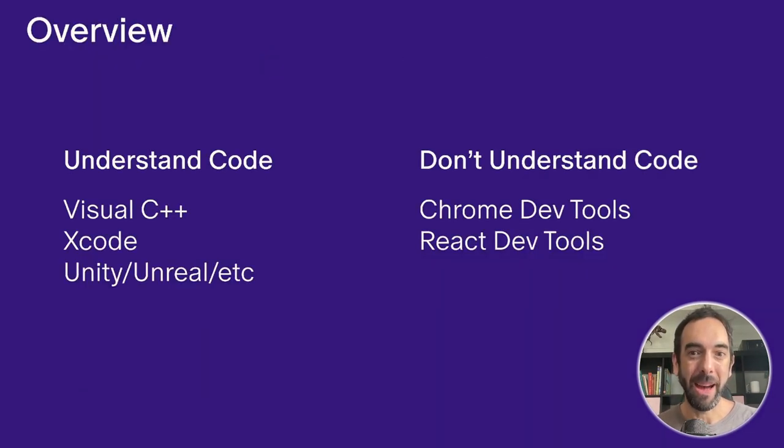Just to give some background, I've had a lot of experience, and I think many people in the audience are familiar with these development environments like Visual C++, Xcode, and game engines that understand your code, meaning that while you're developing, you have some kind of visual representation in the dev tool that really works with your code and the terms of your code. Conversely, when working on the web using JavaScript and TypeScript to build front ends, we have tools that don't really understand our code.